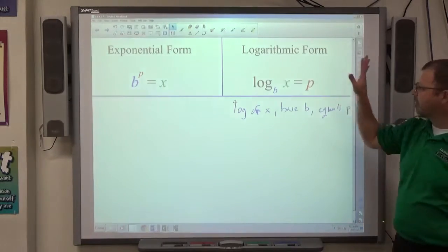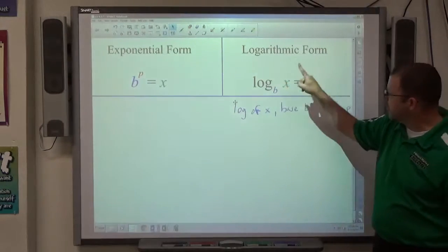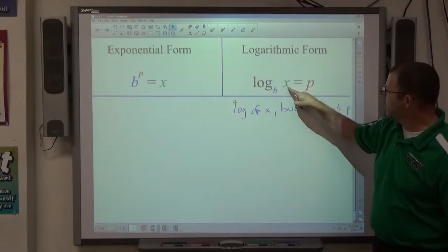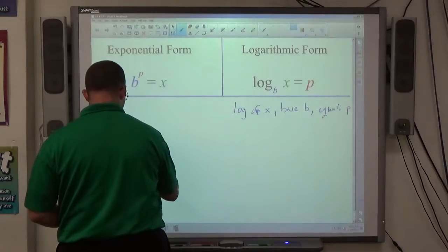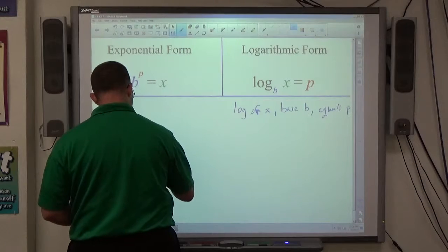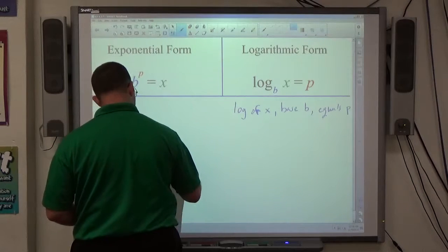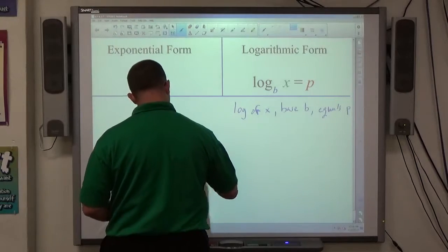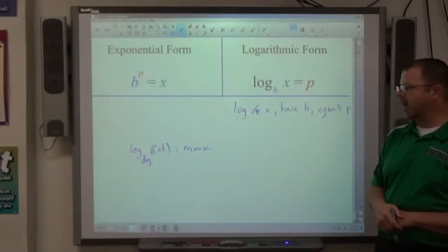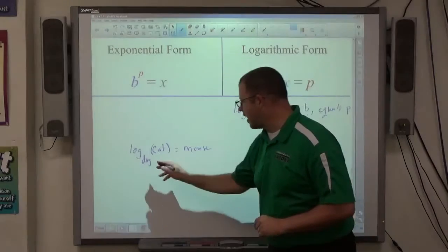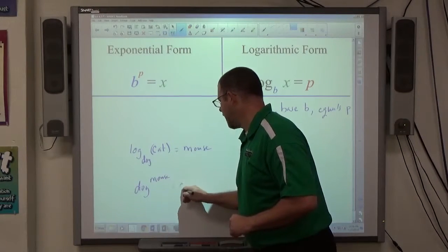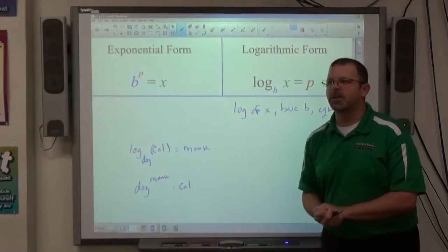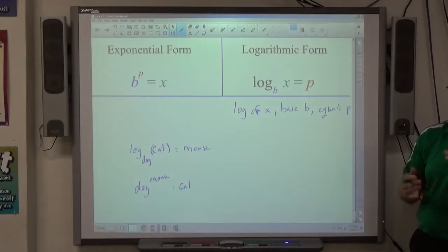And it goes the other way also. If I'm in logarithmic form and I want to go back to exponential form, this base raised to this power equals that number. So if I have log of cat base dog equals mouse, that means that dog to the mouse power is equal to cat. Doesn't matter what's there, just whatever's in those positions, that's all it is. It's just a rewriting of the same expression in a different form.